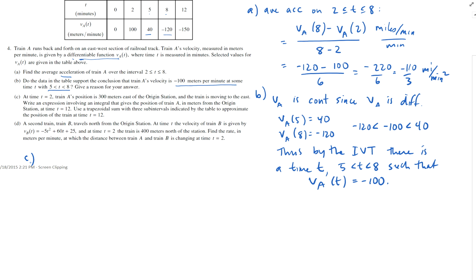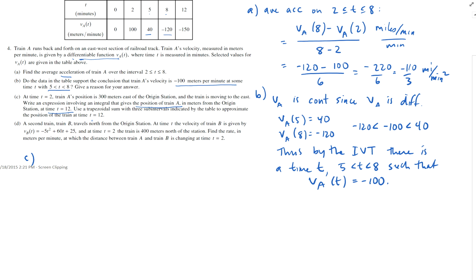C. At time t equal 2, train A's position is 300 meters east of the Oregon station, and the train is moving to the east. Write an expression involving an integral that gives the position of the train in meters from the Oregon station at time t equal 12. Use a trapezoidal sum to estimate the approximate position of the train at 12.